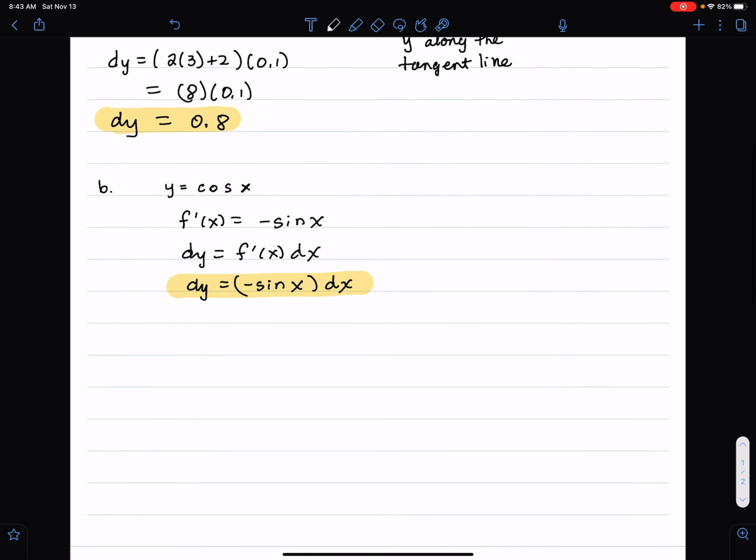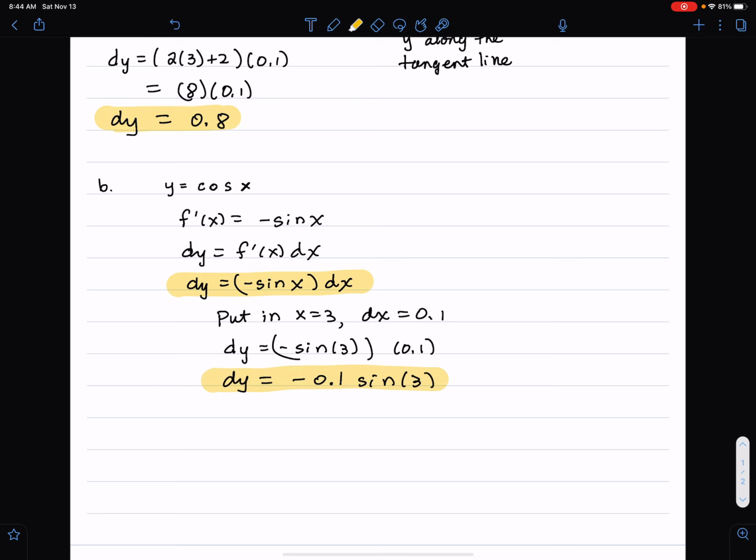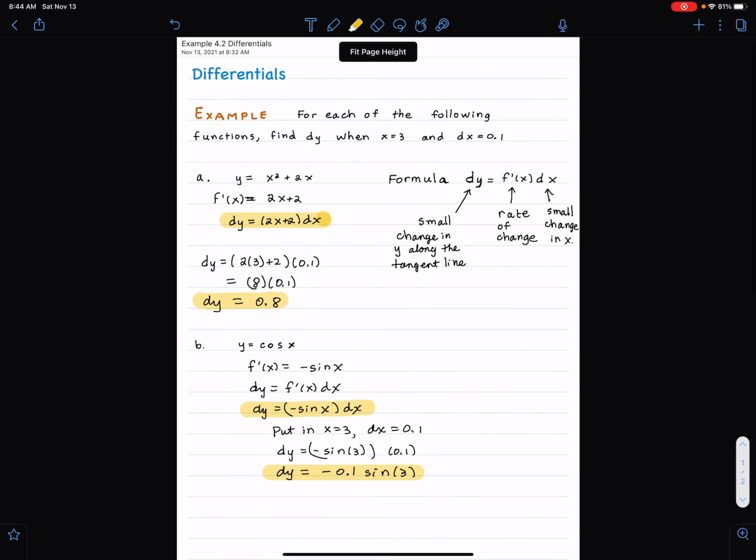Okay, and then I'm going to put in x equals 3, dx equals 0.1. Well, 3 is not a multiple of pi, but pi is around 3, so x is around pi. So anyway, dy equals negative sine 3, I'll put parentheses here, times 0.1. So this is going to be negative 0.1 sine of 3 is dy. I just changed the order of the multiplication, so it might be a little clearer to understand.